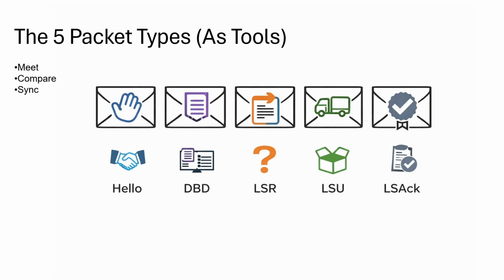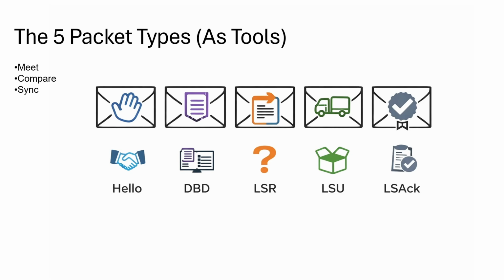Then DBD, database description. Compare databases, not transfer full details. Think of DBD as an index, a table of contents. Here's a summary of what's in my LSDB. Link state request, LSR. Ask for missing pieces. I'm missing some entries. Send me those specific LSAs.